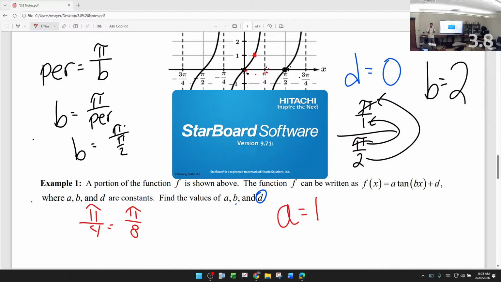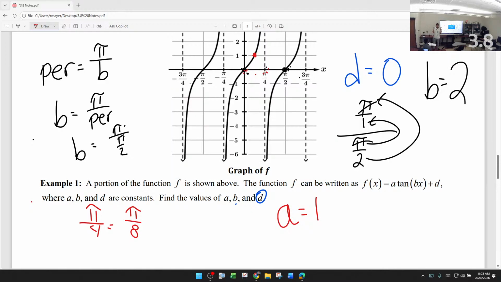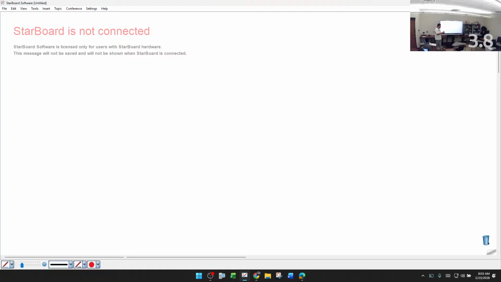Okay, let's talk about the parent function of tangent, like what tangent's supposed to look like. Let's go from there. There you are. That took forever. Okay, so tangent.